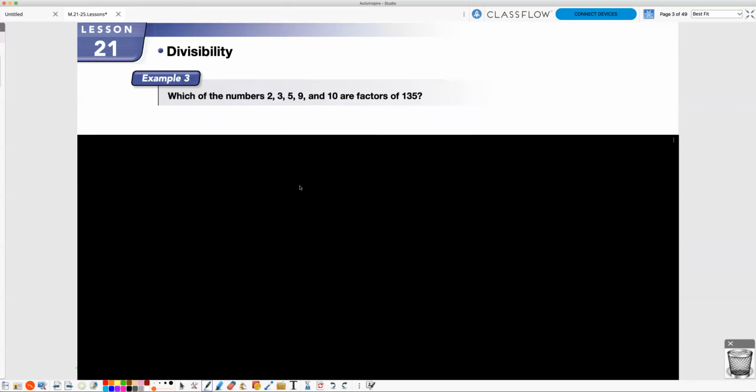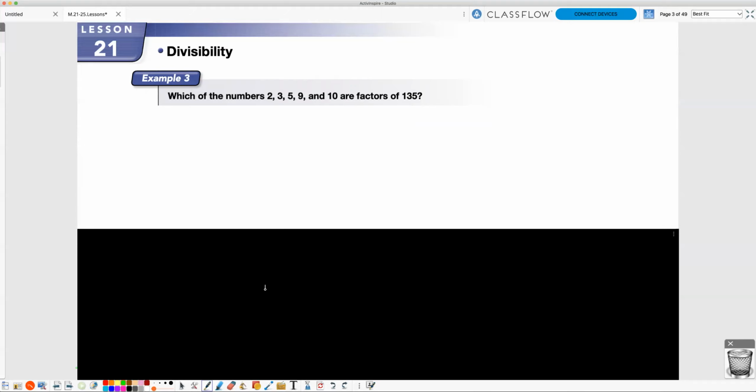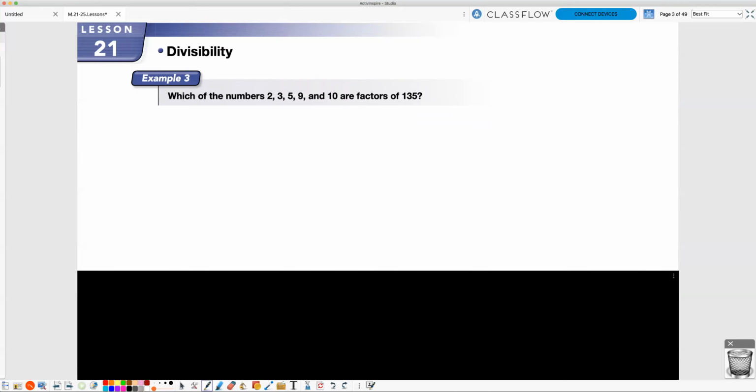Which of the numbers 2, 3, 5, 9, and 10 are factors of 135? So let's check it for divisibility. Those factors mean that's what it's divisible by. If it's a factor, that means 135 can be divided by 2. Well, 135 is not divisible by 2 because it ends in a 5, so it's not even. Now I need to check for the divisibility of 3.